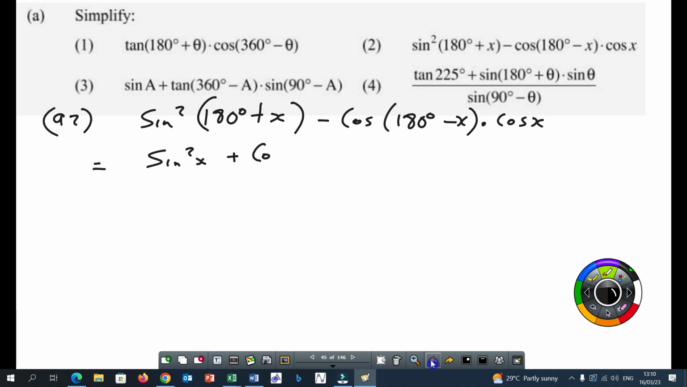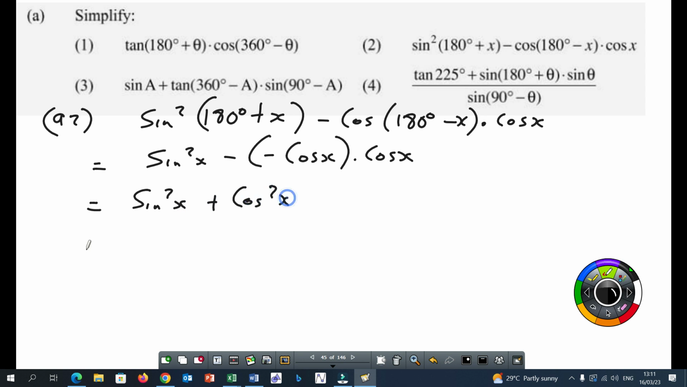Well, okay, before I do that, to avoid unnecessary confusion, I'll put minus cos x in brackets times cos x. Then you end up getting sine squared x plus cos squared x. And the answer will be 1. Okay? So we have applied reduction and the fundamental identity. Okay, we've combined the two.